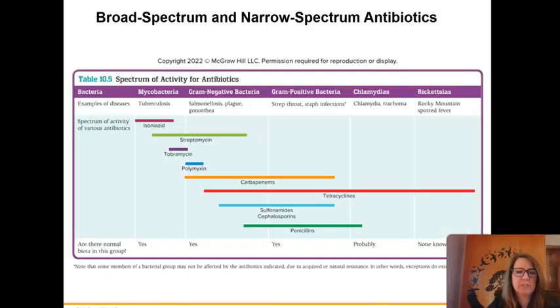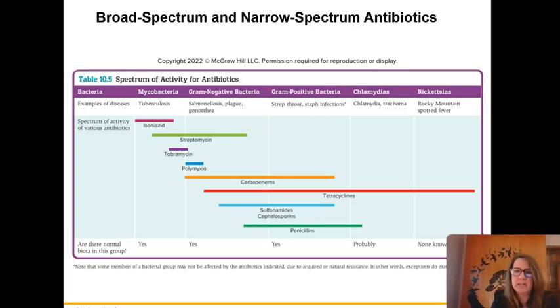Okay, this is a figure, table 10.5, from a previous version of your textbook. And essentially it's giving us a comparison, if you will, of broad spectrum and narrow spectrum antibiotics. So on the table where you see a particular antibiotic that has a very long line or bar, this is telling us that they are a broad spectrum type of antibiotic. If it has a really narrow bar, then that tells you it's only going to be effective for a very narrow sampling of microbes, and so therefore are considered narrow spectrum antibiotics.